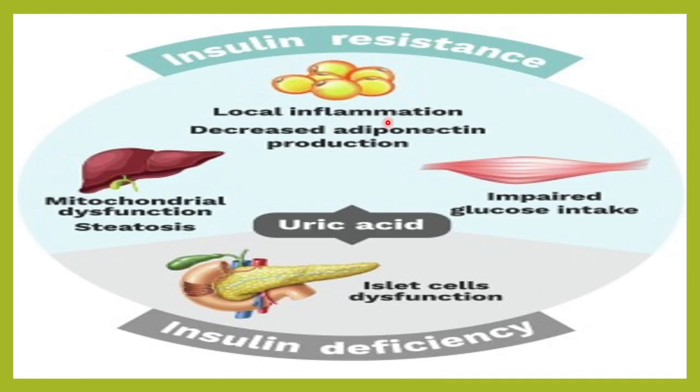So local inflammation हो सकता है, it will cause reduced adiponectin production, it will cause mitochondrial dysfunction and liver dysfunction, it causes impaired glucose intake and islet cell dysfunction. All this can cause insulin deficiency or resistance to insulin, which will help a person develop diabetes also. So increased uric acid level can also contribute to high blood sugars by affecting the insulin sensitivity.